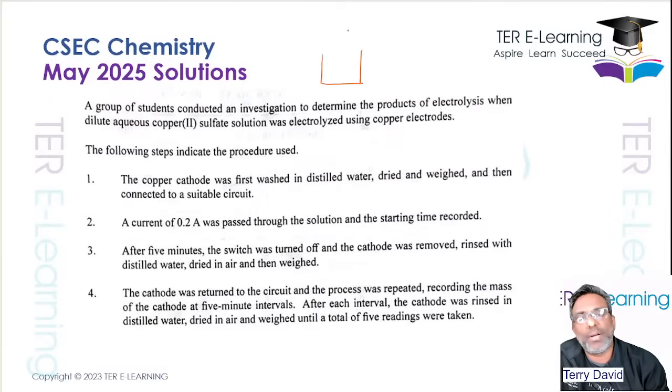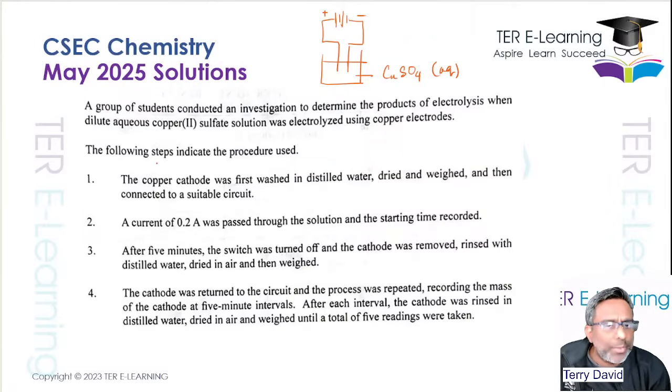So we have an electrolyte. Typically this is what I would do if I'm trying to figure out what's happening here. So we have our aqueous copper 2 sulfate, which is CuSO4. This is your anode and this is your cathode here. What are we using? We're using copper electrodes. So you need to take note of these things here: copper electrodes. The following steps indicate the procedure.